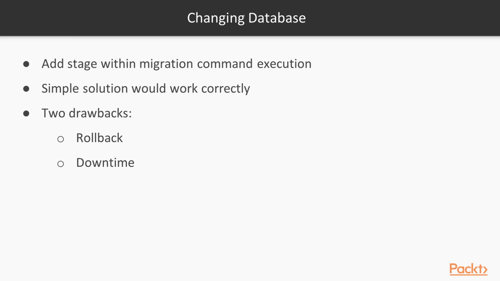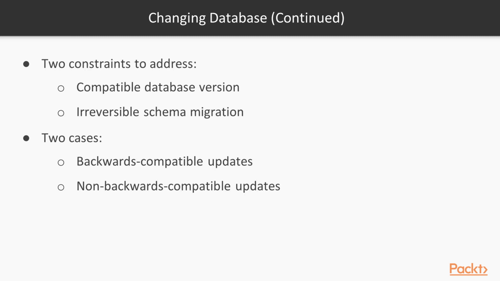The first approach to use database updates inside the continuous delivery pipeline could be to add a stage with the migration command execution. This simple solution would work correctly for many cases. However, it has two significant drawbacks: rollback and downtime. This leads us to two constraints that we will need to address. The database version needs to be compatible with the service version all the time. The database schema migration is not reversible.